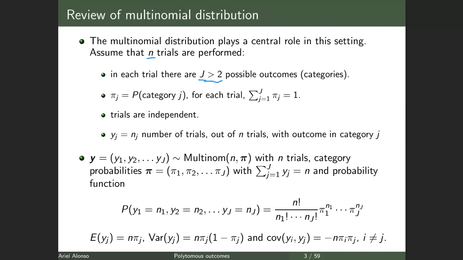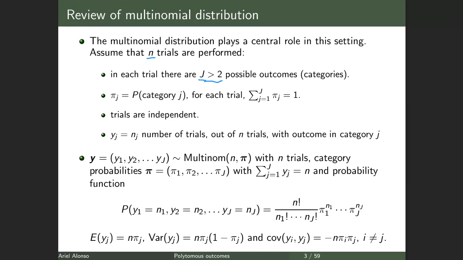If you're tossing a die, then at each trial you may get 6 different outcomes. You may get 1 point, 2 points, 3 points, and so forth until 6. In that case, you will have at each trial a categorical variable if you consider 1, 2, 3, up to 6 as different values for a categorical variable.